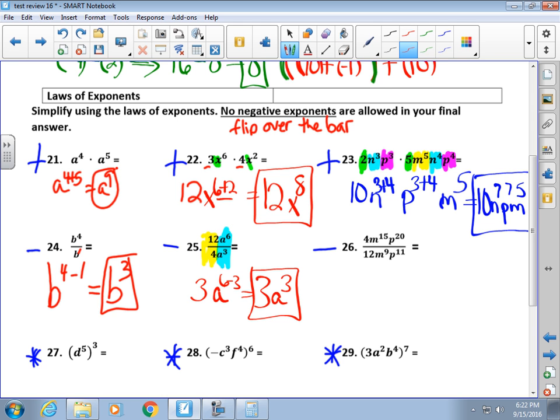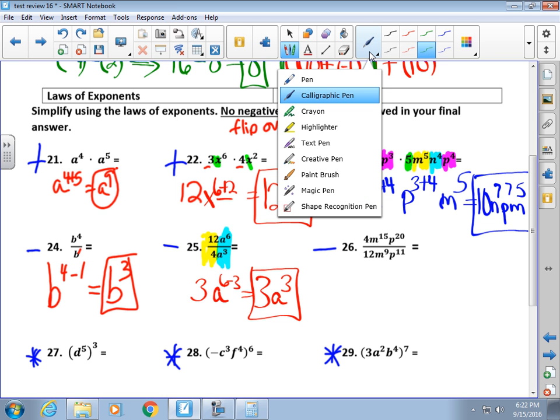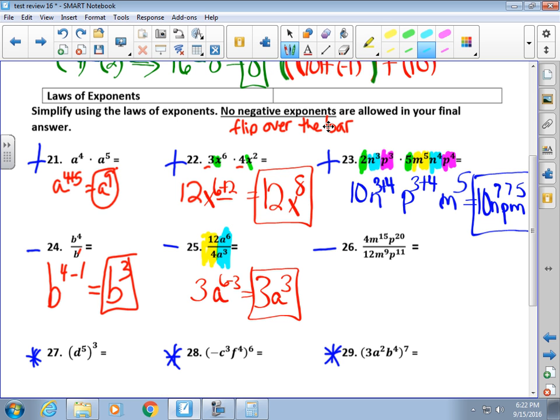Number 26. Same thing, I'm looking for any constant values I can get rid of. I have a 4 and a 12. Don't rush, don't get cocky, because this is 12 divided by 4. This is 4 divided by 12. Tells me I'm going to have a decimal. Okay? We don't want decimals. We just want you to reduce it down as low as possible. So 4 over 12, I can divide both of those by 4.